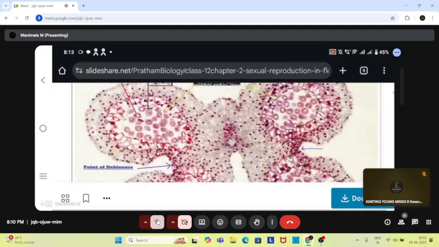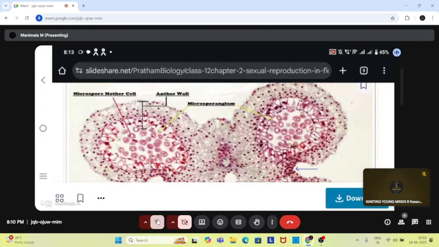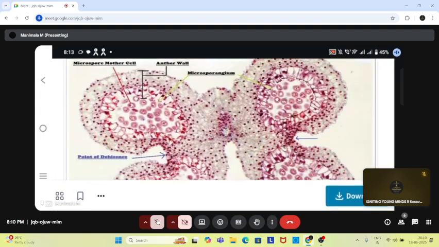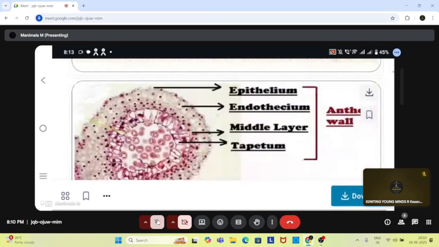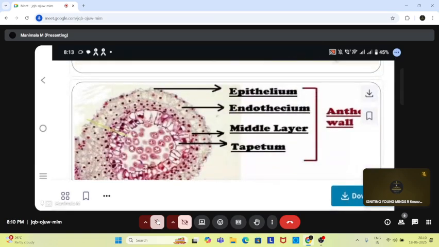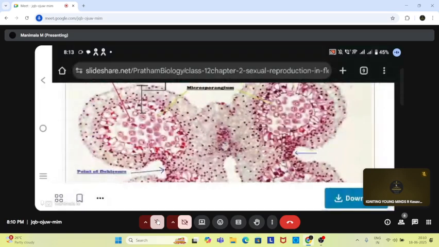If you see, these are the two lobes, and in the center we have connective tissue. Once again, see the diagram. The microsporophyll is the male reproductive organ of the flower. Is it clear, children? It is a male reproductive organ.